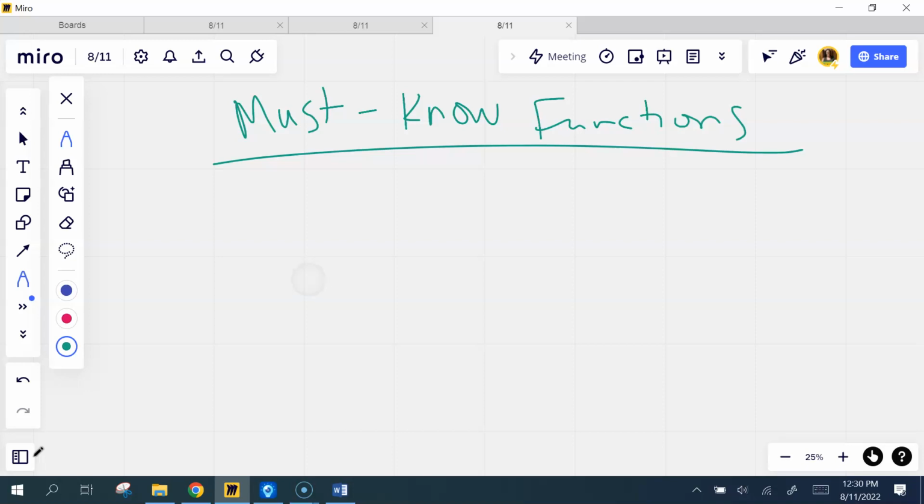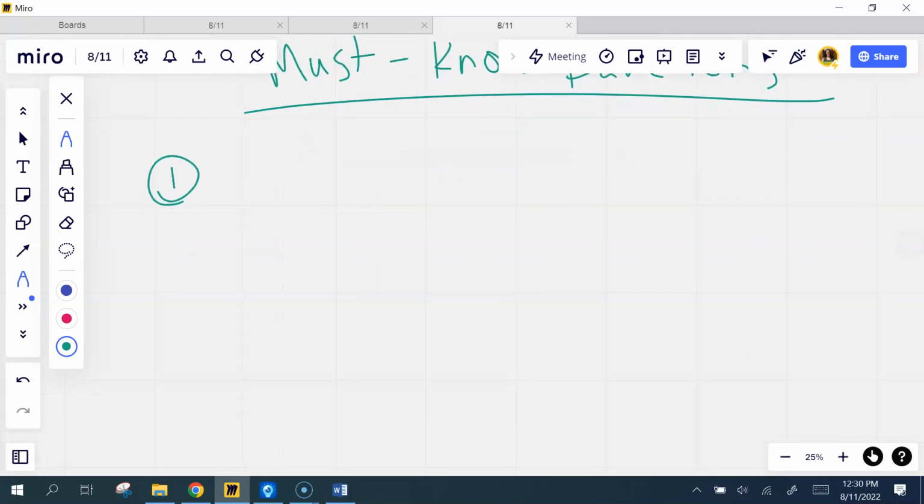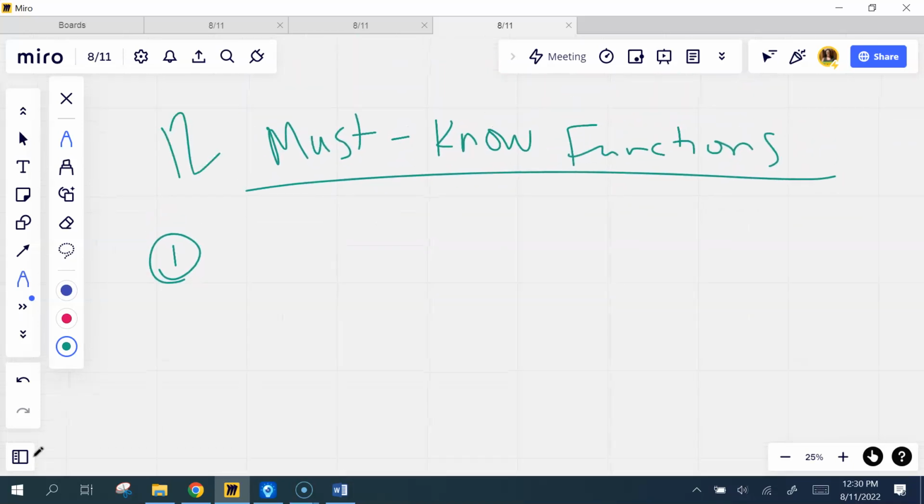All right, the first one. How many did I say there were? 12. These are functions that you must know. These are parent functions that you have to know, that you have to be able to transform: move, shift, shrink, left, right, up, down, reflect, all that good stuff.